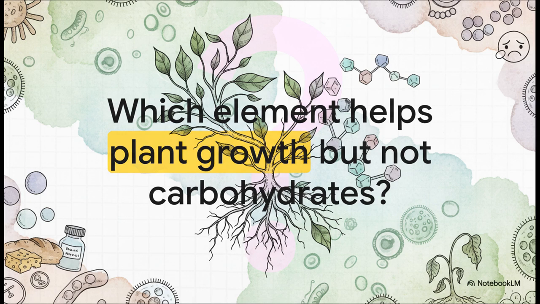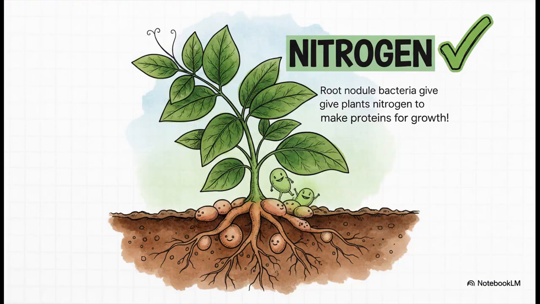Which of the following elements is necessary for the growth of plant cells and is not involved in the formation of carbohydrates? Think back to those special bacteria we talked about on the plant roots. What was that special thing they gave the plants? And the answer is D, nitrogen. Yes. Remember we said those root nodule bacteria give plants a nitrogen power-up? That's what helps them build proteins to grow.